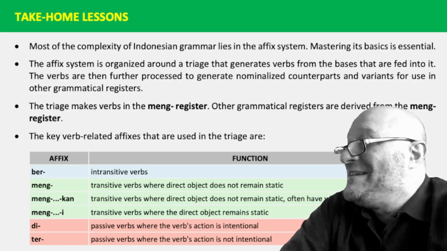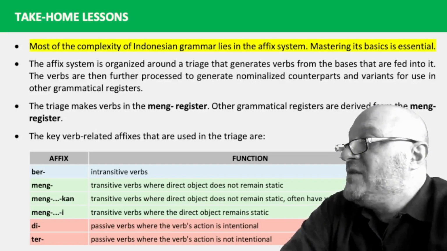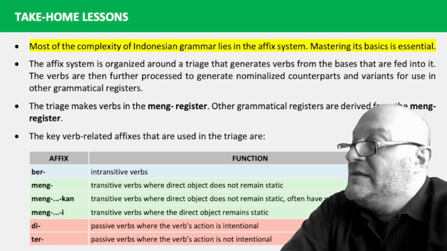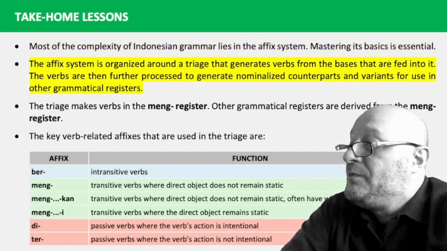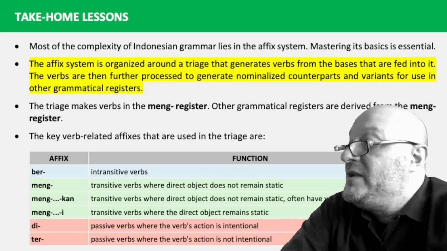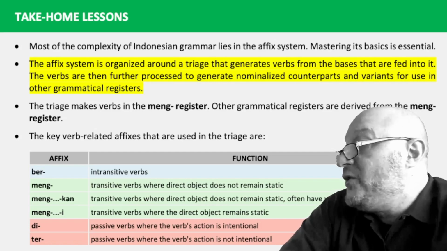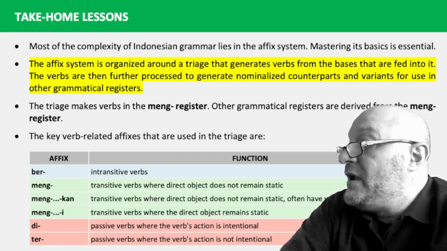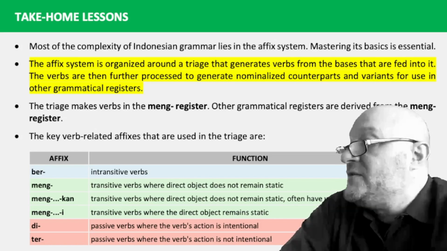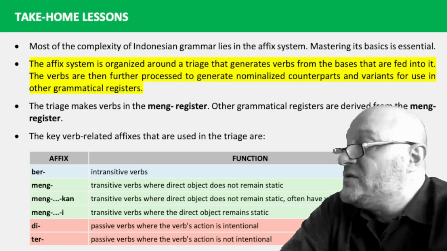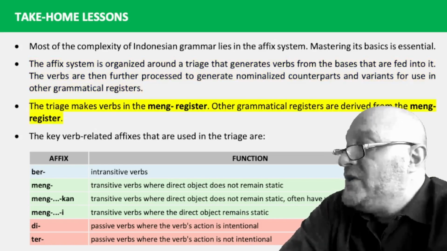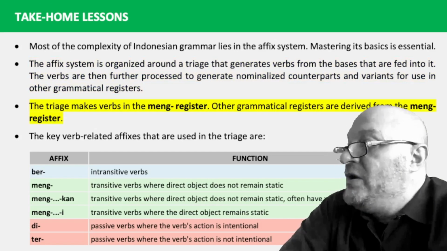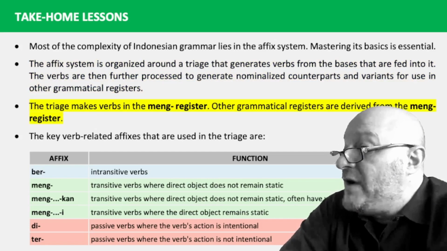Take-home lessons. Most of the complexity of Indonesian grammar lies in the affix system. Mastering its basics is essential. The affix system is organized around a triage that generates verbs from the bases that are fed into it. The verbs are then further processed to generate nominalized counterparts and variants for use in other grammatical registers. The triage makes verbs in the meng register. Other grammatical registers are derived from the meng register.